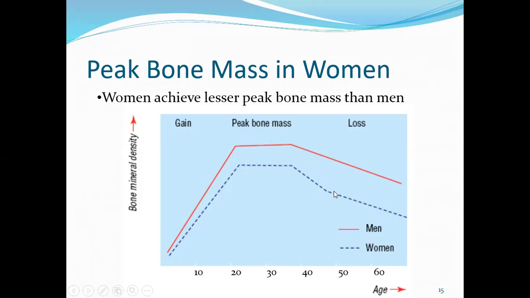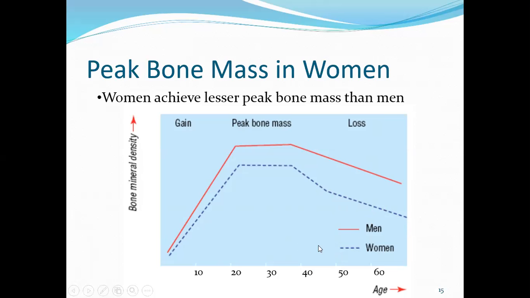But at about 45 years of age, a menopause condition occurs because of calcium deficiency or calcium loss, so the peak bone mass also goes on decreasing.